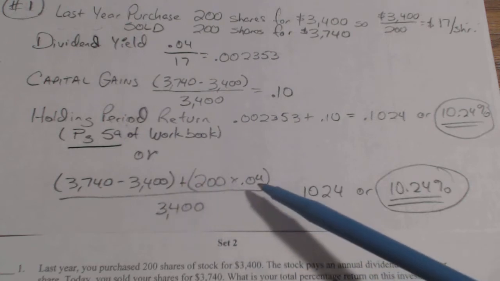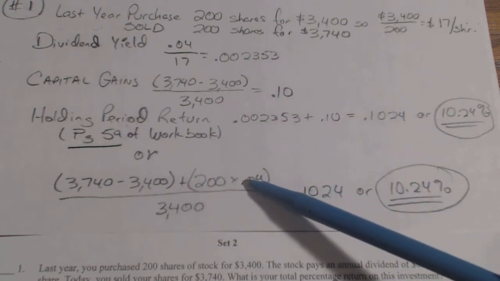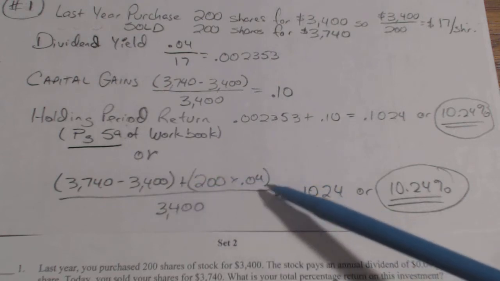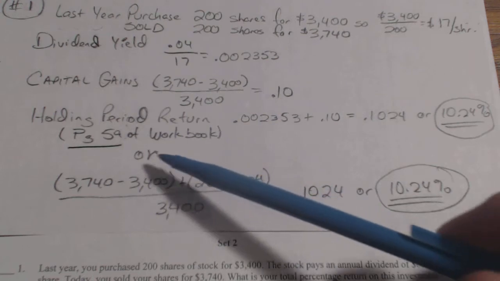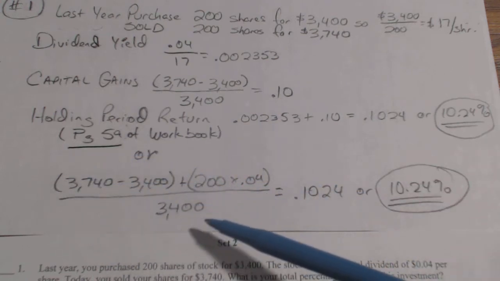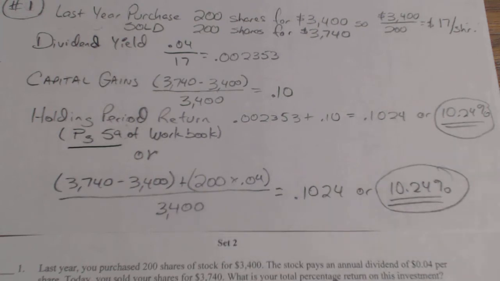You add to that dividend or interest. This could be interest also, but in this case it was a dividend. You add to that whatever dividend you received during that period of time, or whatever interest you collected during that period of time. So this is your overall net profit or loss for that period of time, and you divide it by the original investment, which was the cost of the stock, and that gets you 10.24%. Okay, so that is Business 342 practice final, set 2, problem number 1.